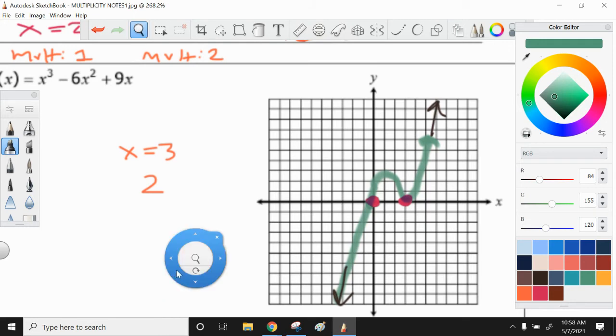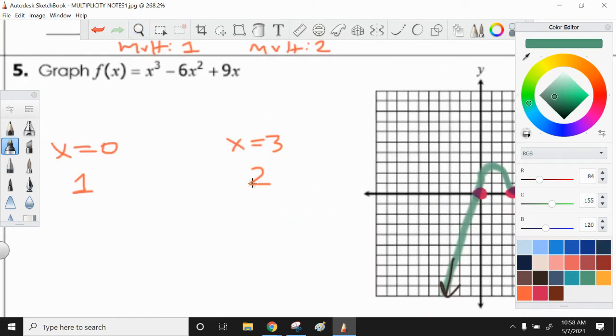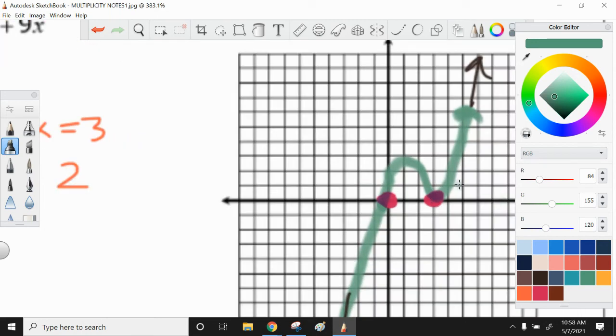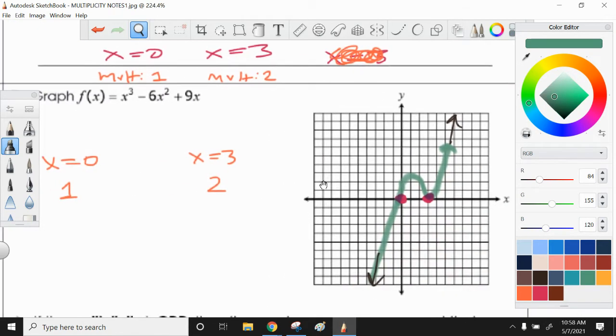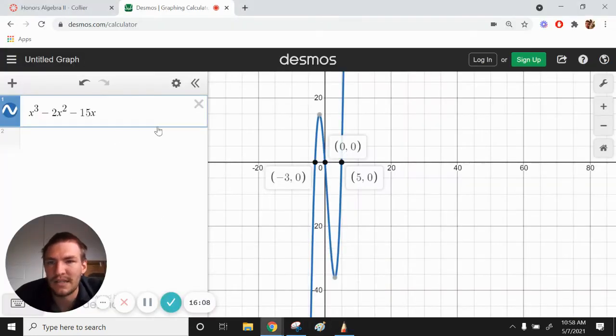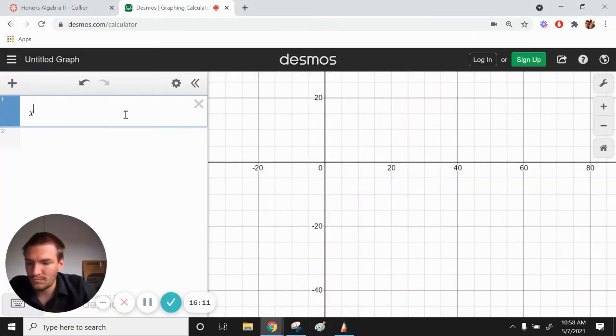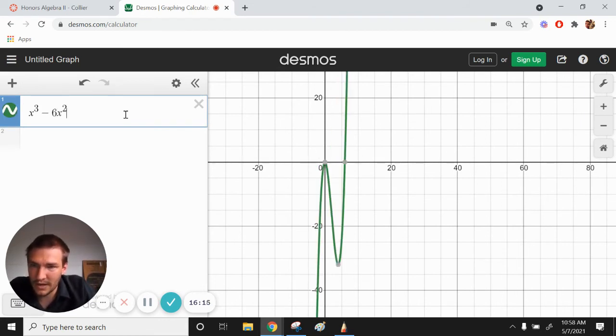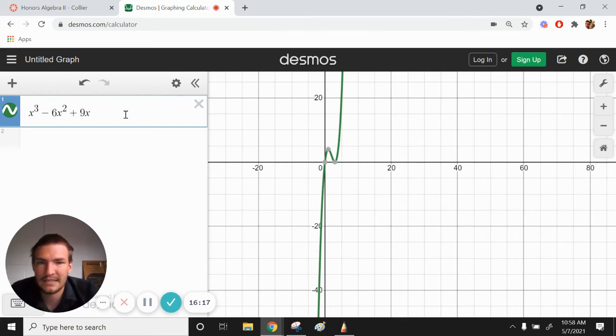The bottom line is that if we have an even number of tickets, which are basically x-intercepts, we're not going to actually pass through the x-intercept. We're going to be bouncing off the x-intercept. So let's look at this on Desmos. X cubed minus 6x squared plus 9x.